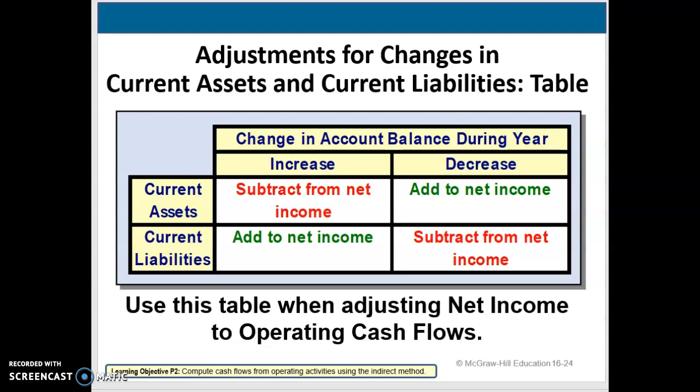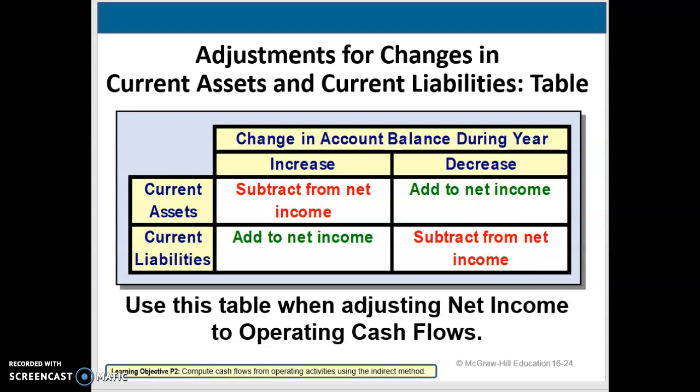So we'll go over a couple of examples, and let's start with current assets. Just to look at the chart first, it shows us that we're looking at the change in the account balance during the year. So we're looking at the comparative balance sheet because assets and liabilities are on the balance sheet. If current assets increased, we're going to subtract it from net income. If current assets decreased, we're going to add it to net income. If it's a current liability and it increased, we're going to add it. If it's a current liability and it decreased, we're going to subtract it from net income.